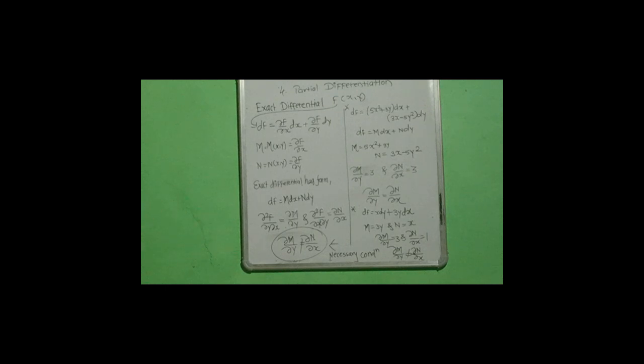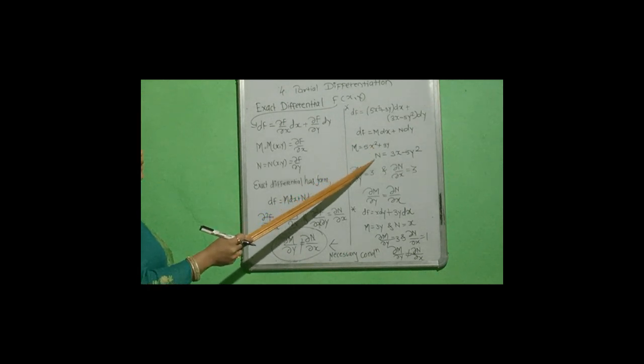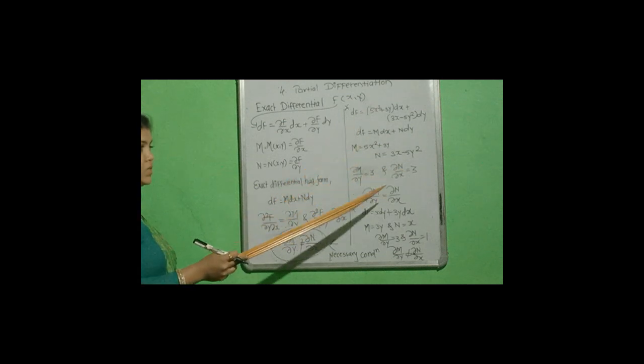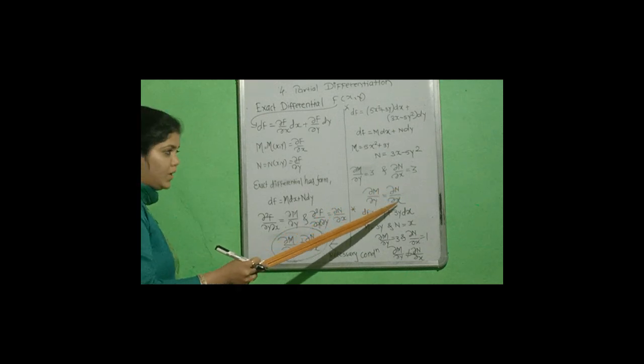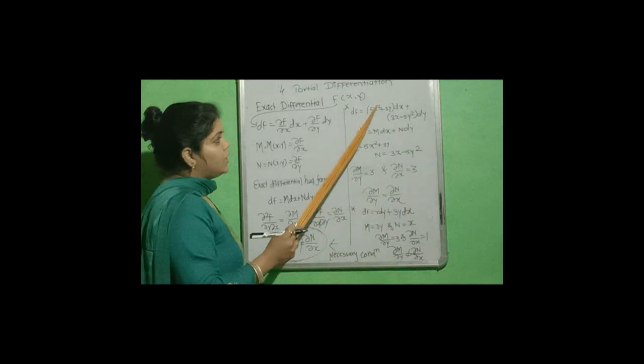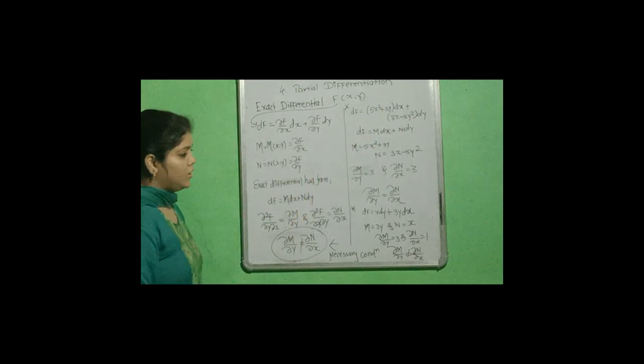If we differentiate M with respect to y and N with respect to x partially, you will see the differentiation of M with respect to y will be 3 and the differentiation of N with respect to x partially will be 3. So this condition is actually satisfied: ∂M/∂y = ∂N/∂x. So we can say that the above total differential equation is actually an exact differential equation. Consider one more example.